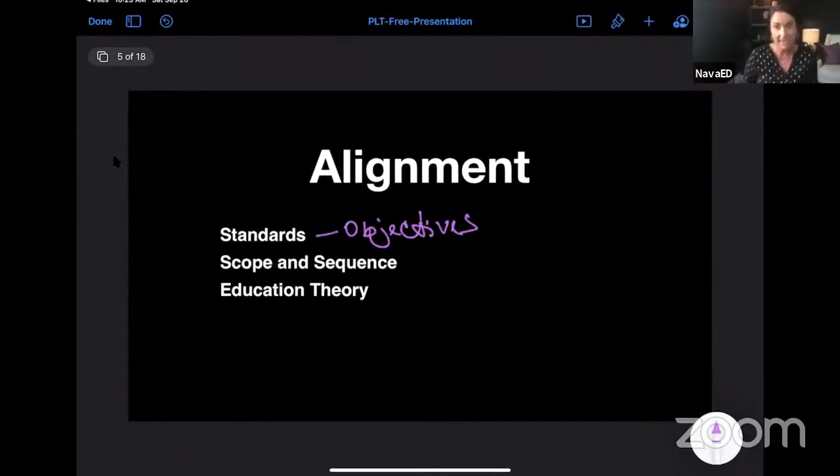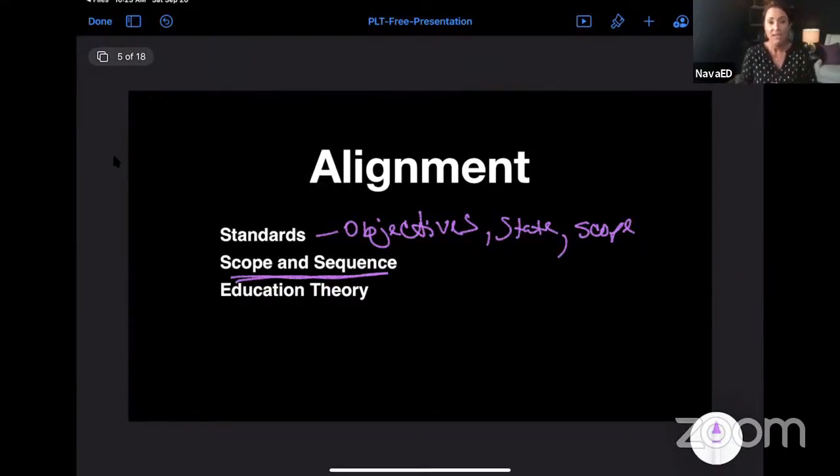So we're talking about standards objectives. We're talking about the state standards, and we're also talking about scope and sequence, which is right here. So I'll just put scope here. Now, the scope and sequence is usually outlined in the academic plan by your state. So definitely look at the academic plan.